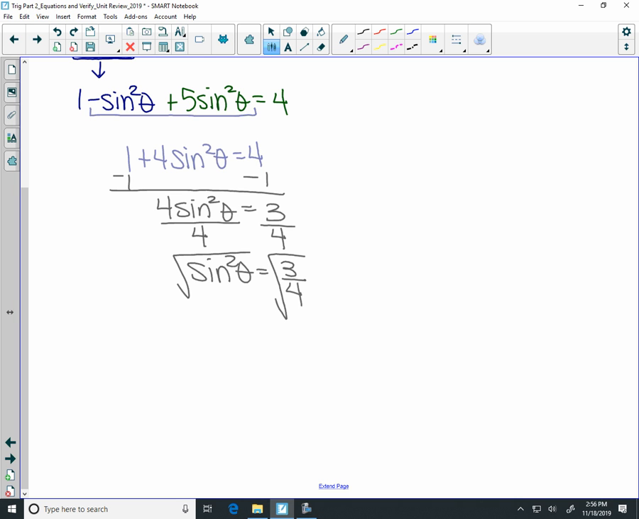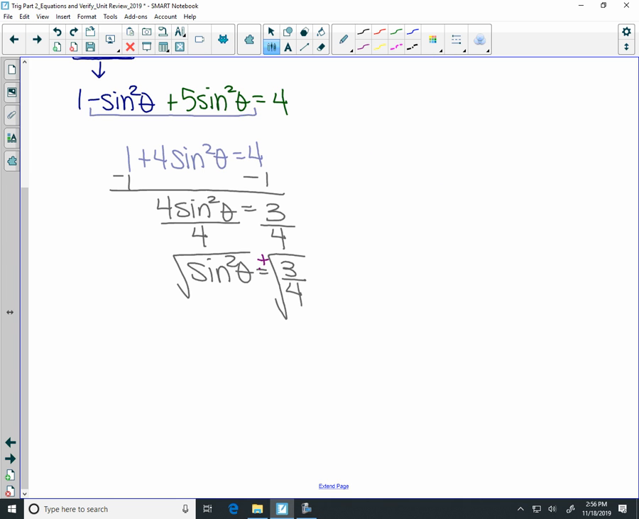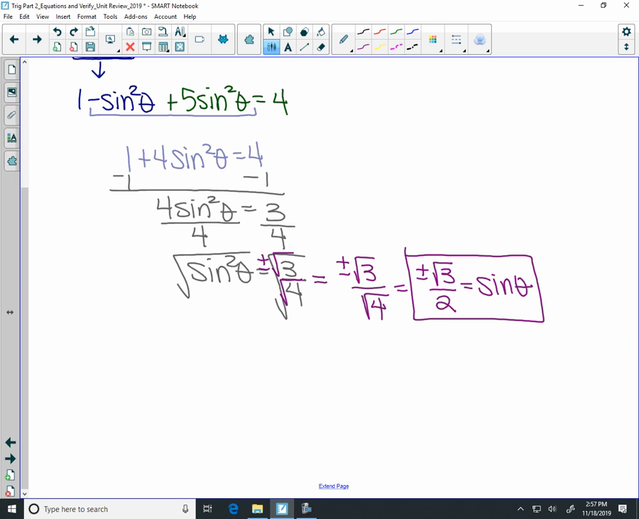When you take the square root of both sides, a couple things to remember. First, you have to do it to both sides. We need the plus minus. That's a big deal. And when we take the square root of a fraction, we're taking the square root of the top and the bottom. Sometimes the bottom gets lost there. So this is plus and minus square root of 3 over square root of 4. Square root of 4 is 2. So that is sine. I really like that one. That attention to detail there is really important.